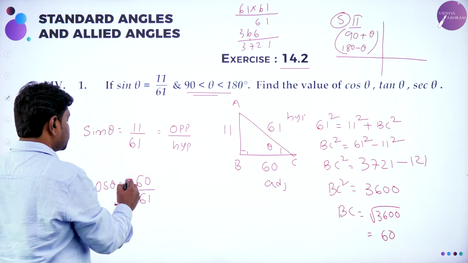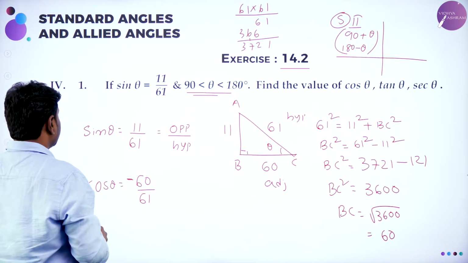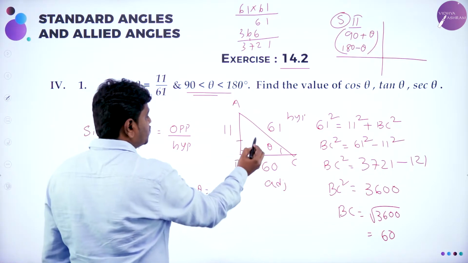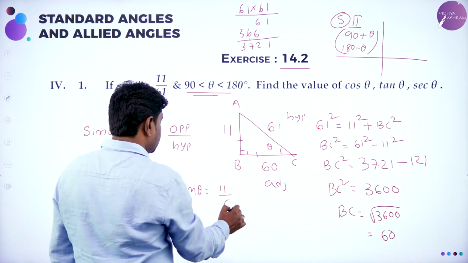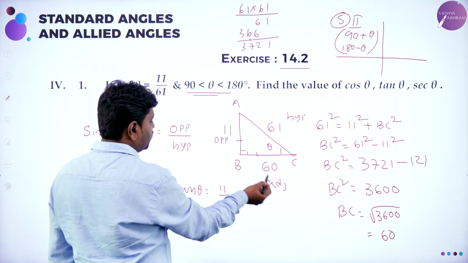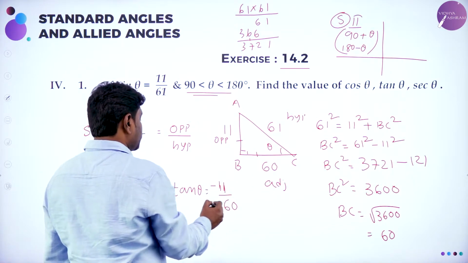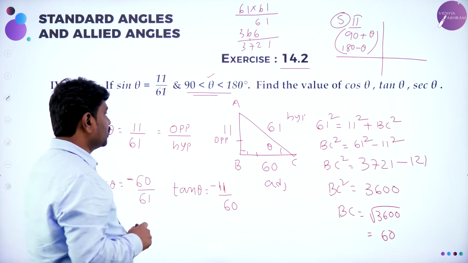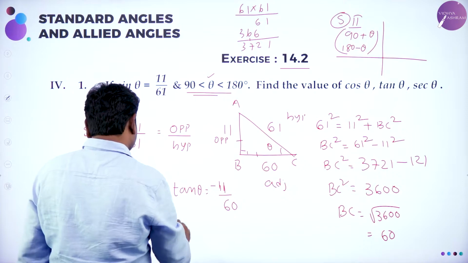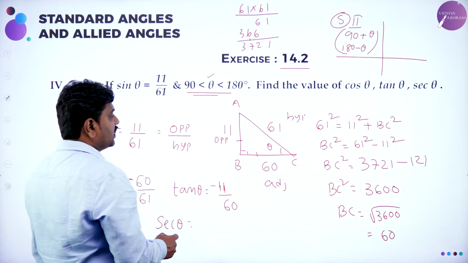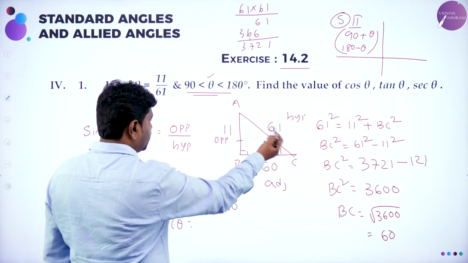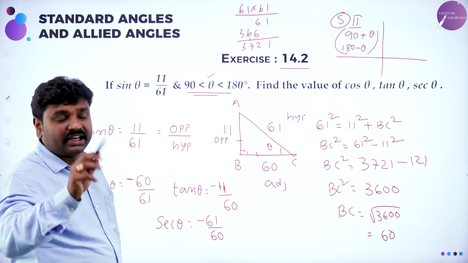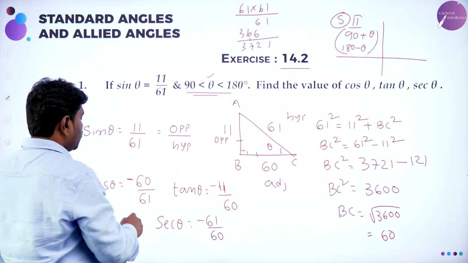Sign is most important because theta lies in which quadrant? Second quadrant. And other than that, they want tan theta. What is the tan theta definition? Tan means opposite side by adjacent. So 11 by 60. Opposite is 11, adjacent is 60. But again I should put minus. Why? Because theta, the angle, is in second quadrant. In second quadrant, tan is negative. And then they want secant theta. Secant theta is the reciprocal of cos theta. Cos means adjacent by hypotenuse. Secant means hypotenuse by adjacent. But secant is also negative. Only sine and cosecant are positive. Rest all are negative.